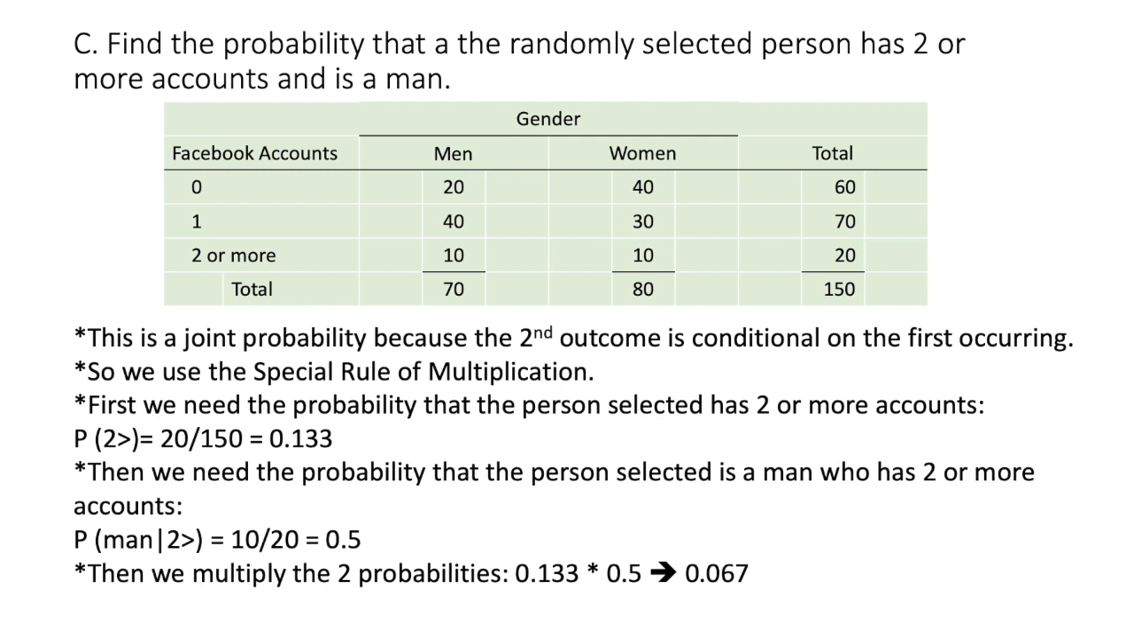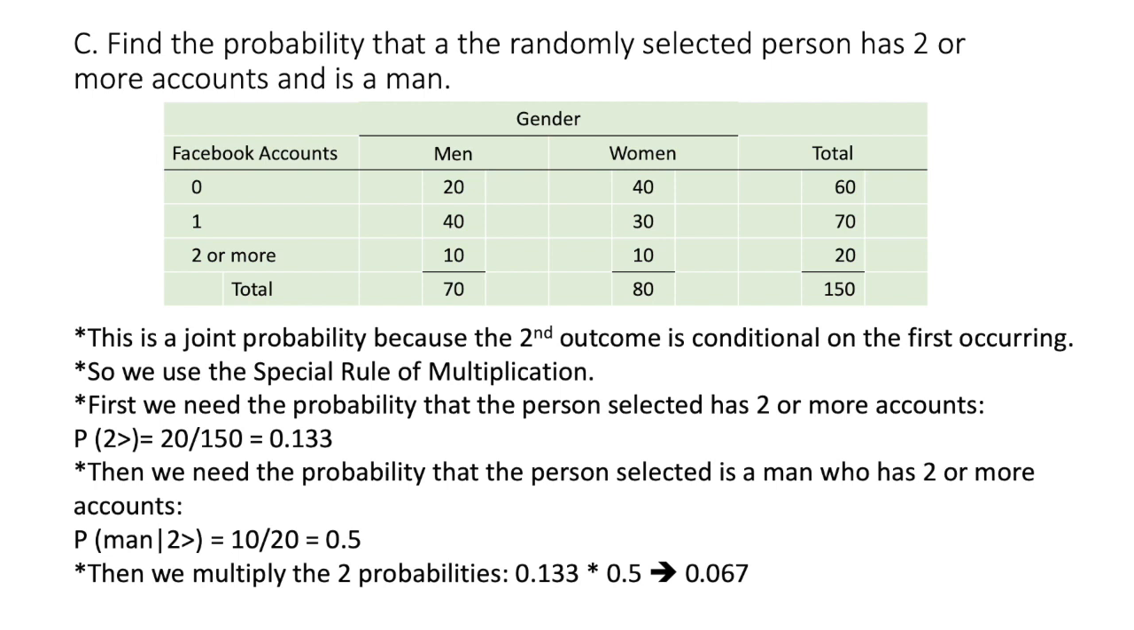So here we're going to use the special rule of multiplication. First, we need the probability that the person selected has 2 or more accounts. Again, that's kind of the straightforward piece. There's 20 possible that are in this row out of the 150 sample. So the probability there is 0.133.